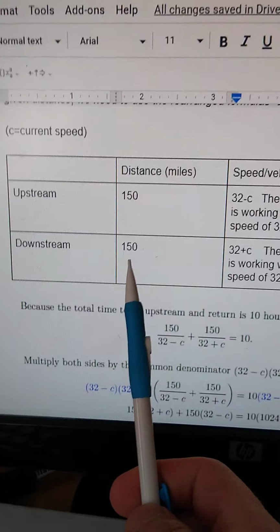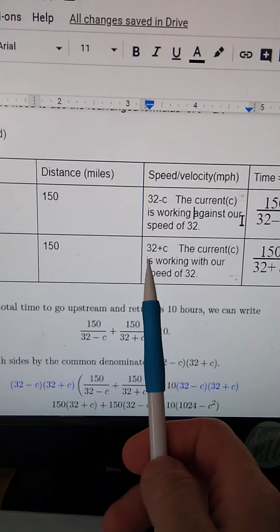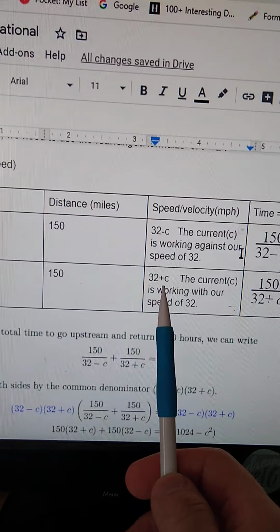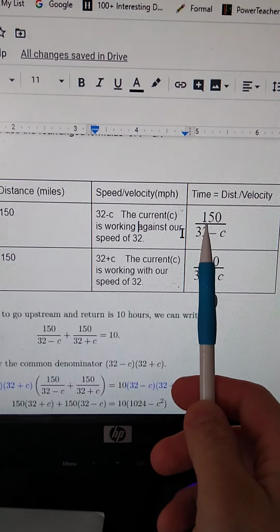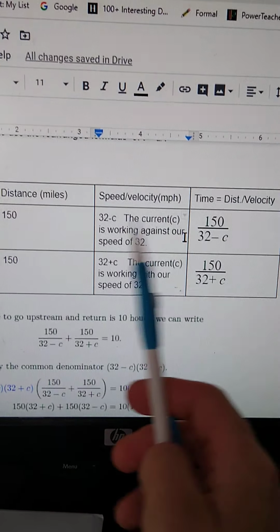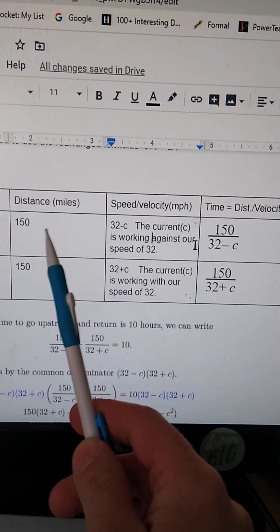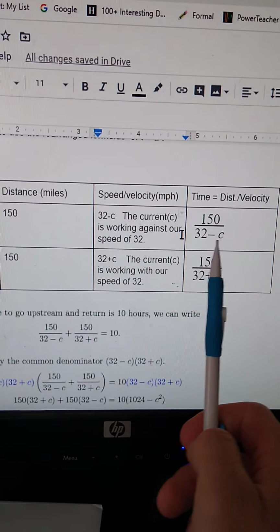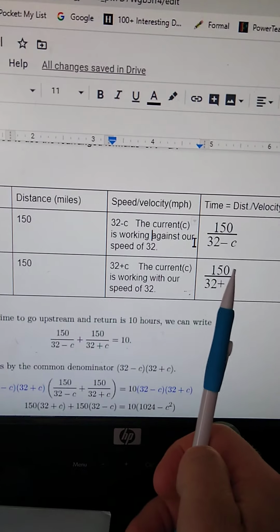For going downstream, we're going to have 150 mile distance because he came back to the same location. And we're going to take my boat speed plus the current speed, because now you're going downstream, the current is pushing with you and it's making you go faster. So 32 plus c. So I have 150 divided by 32 minus c, because time equals distance divided by velocity. So my distance divided by my velocity expression, 150 divided by that. Same thing for downstream, 150 divided by its expression.